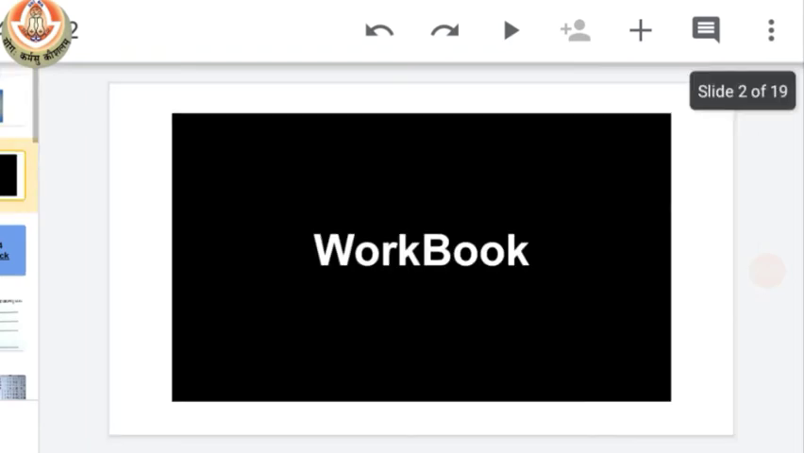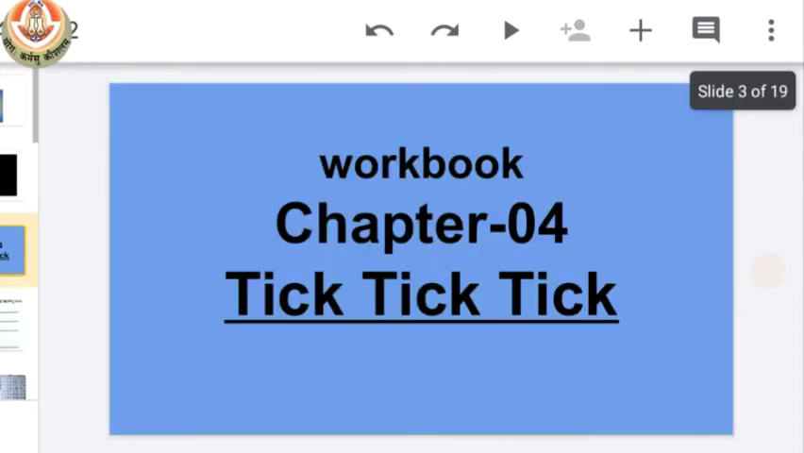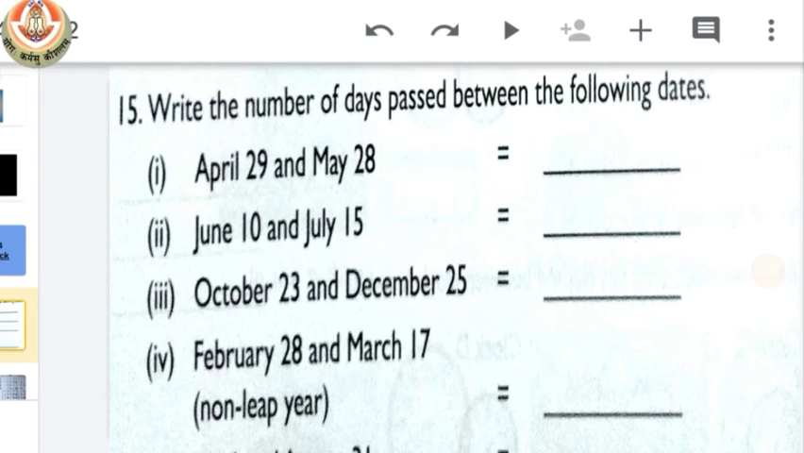So class, as we were doing our workbook and we were in our chapter number 4, Tick, Tick, Tick, we had completed the clock portion. Now today we will start the portion in which we will learn about date and months. So the first question is, we have to write the days in between given dates.